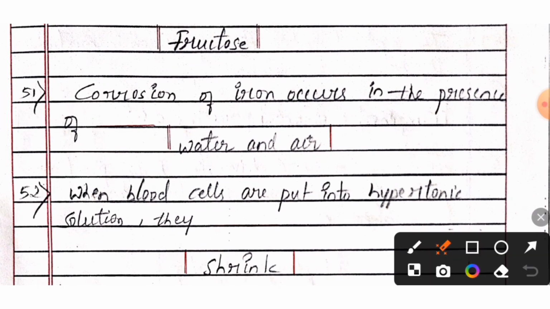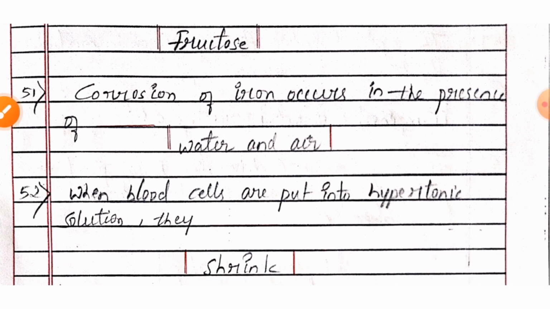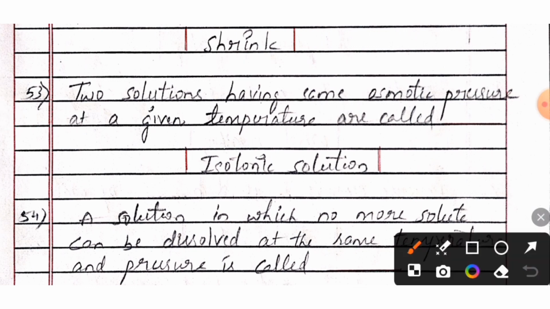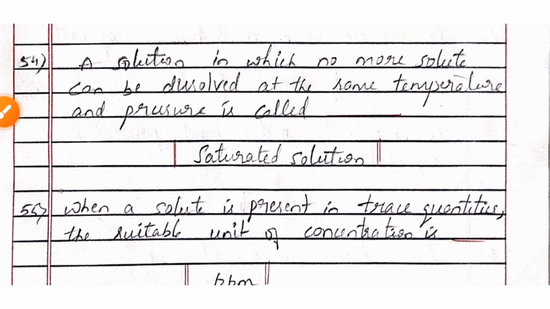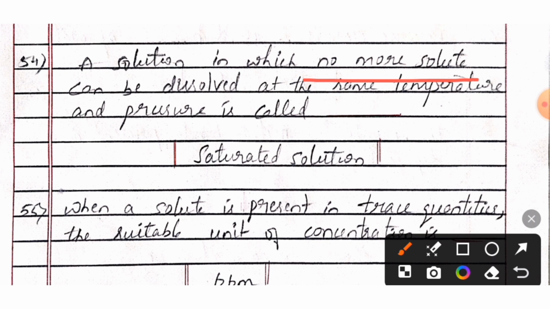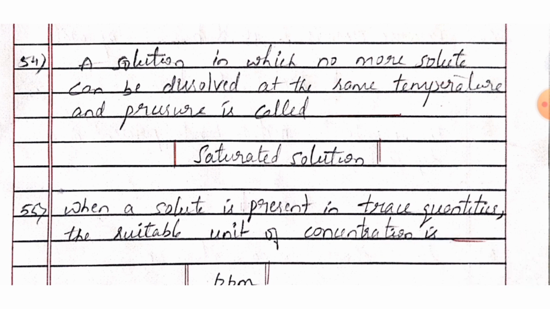Corrosion of iron occurs in the presence of water and air. When blood cells are put into hypertonic solution, they shrink. Two solutions having same osmotic pressure at a given temperature are called isotonic solution. A solution in which no more solute can be dissolved at the same temperature and pressure is called saturated solution.